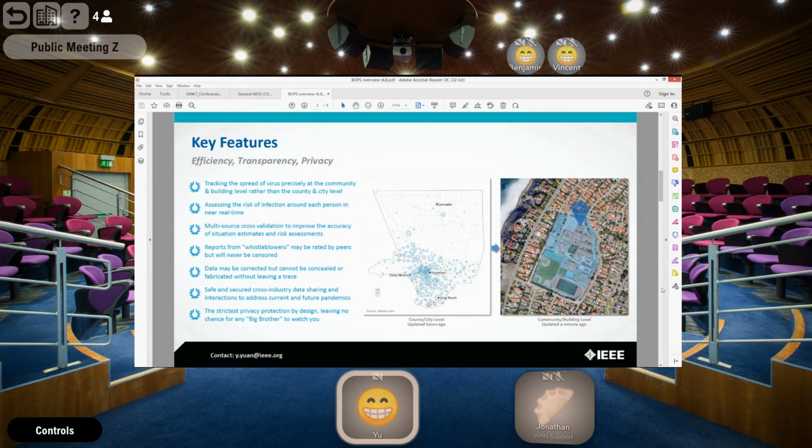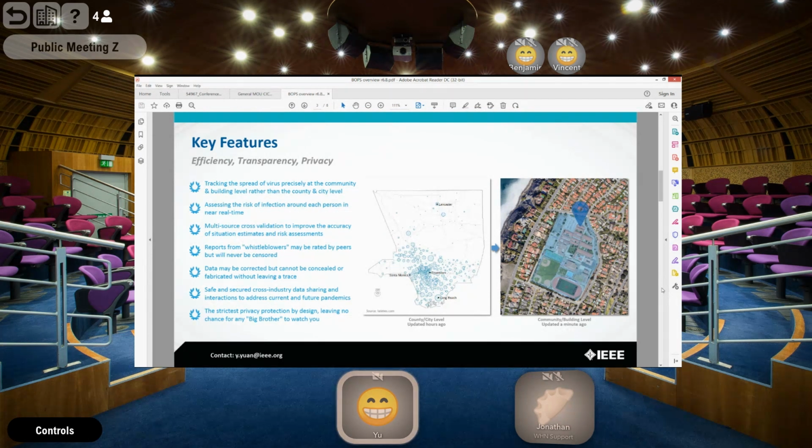And also, we should be able to assess the risk of infection around each person in near real time if we can collect data with efficiency, transparency, and privacy. So, just imagine that a customized real-time notification could be delivered to your phone, so that you will know that, hey, today I'd better not go to this shopping center because the risk is a little bit higher than the other shopping center, things like that.